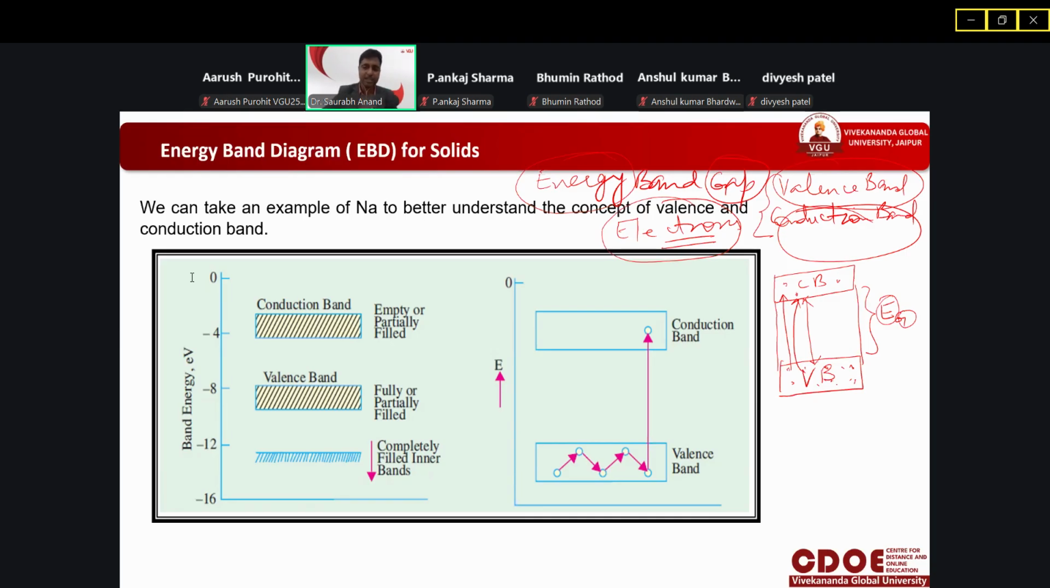So if we see in an insulator, just a minute, I am removing this.